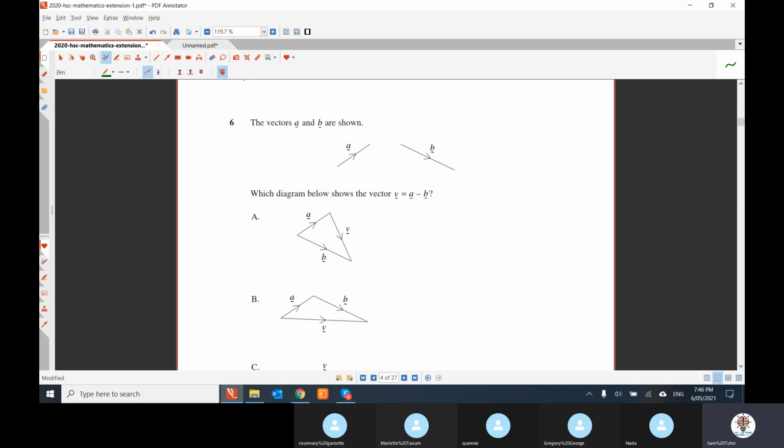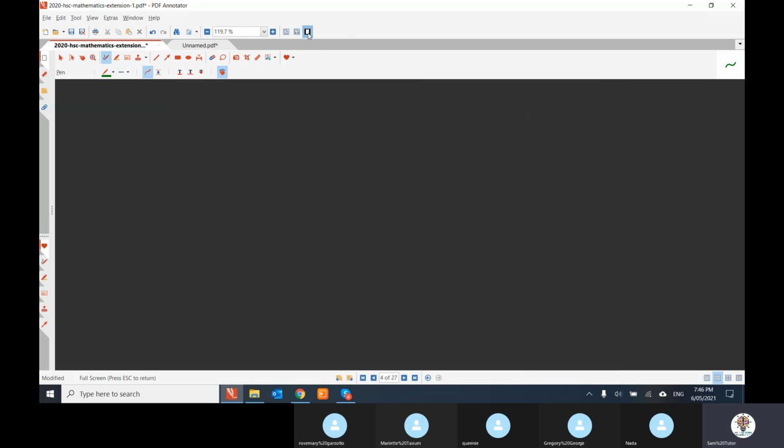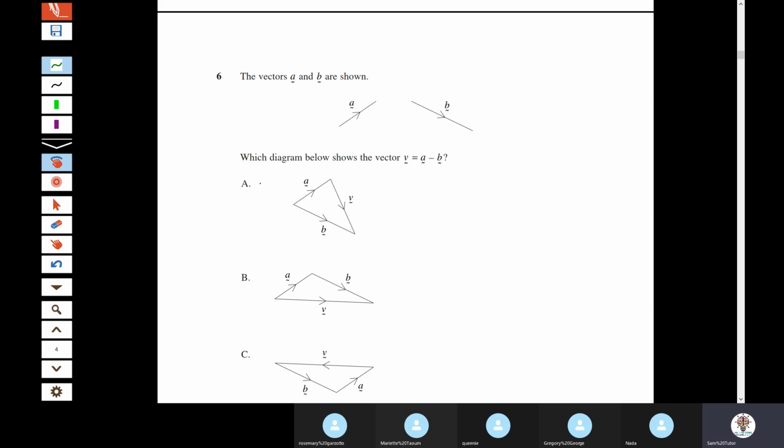The vectors A and B are shown. Which diagram below shows the vector V equals A minus B? Okay, to do A minus B, we usually do A, then we add, that would be plus B, but we add the opposite direction, which is that one. Correct? And therefore we get V like that. Do we all agree with my logic there?